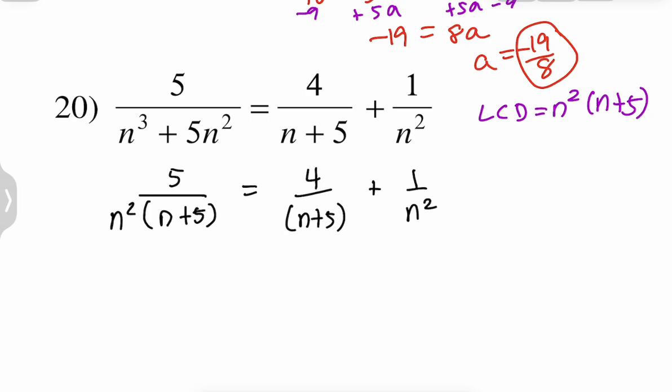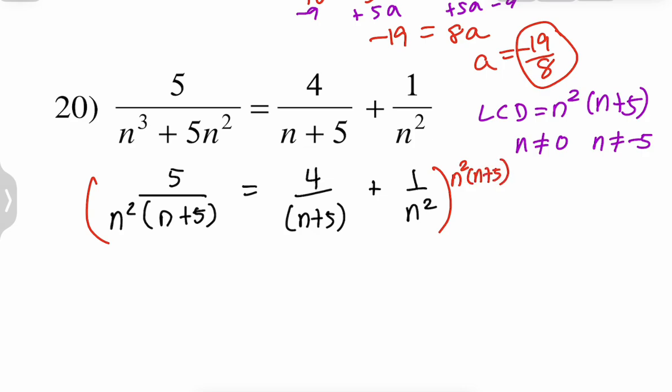So our values to avoid are 0 and negative 5. So those are our values that we have to throw out if we get one like that. We haven't once, but yeah, you never know. Okay. Surround your entire equation by parentheses. On the side, note we are going to multiply by n squared and n plus 5.